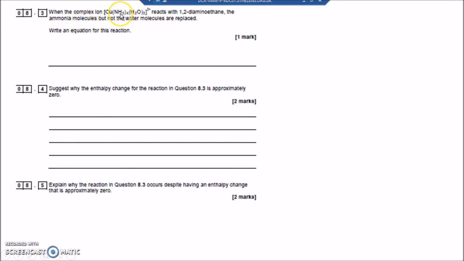When the complex ion Cu(NH3)4(H2O)2 2+ reacts with 1,2-diaminoethane, the ammonia molecules but not the water molecules are replaced. So these ammonia molecules are replaced by 1,2-diaminoethane. Diamino means that it's got 2 NH2 groups, and having 2 NH2 groups, it's a bidentate ligand. It means that it forms 2 coordinate bonds. So instead of needing 4 of these ammonias, which each make a single coordinate bond, we only need 2 diaminoethanes, because each of those forms 2 of these bonds, and we need 4 bonds in total.